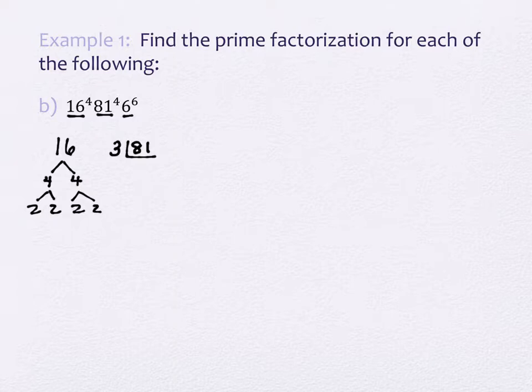Do you know what 81 divided by 3 is? It is 27. And then 27 divided by 3 is 9. 9 divided by 3 is 3. And then I get one more 3. And then, of course, 6 is just 2 times 3. So no matter how you write that down, it's not a very long process.